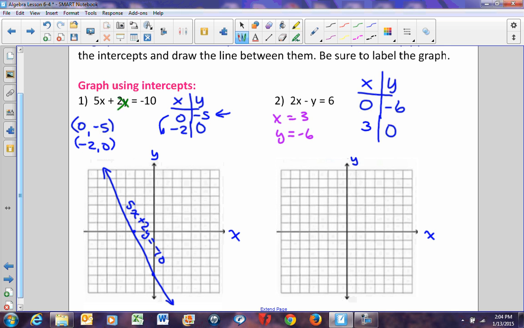So I cross the x-axis at positive 3, which is right here. I cross the y-axis at negative 6. 1, 2, 3, 4, 5, 6, which is right there. Draw my line. Oops, I wanted a straighter line, but I hit my points. And label your equation. 2x minus y equals 6. Simply done. Not a hard concept to be able to do.